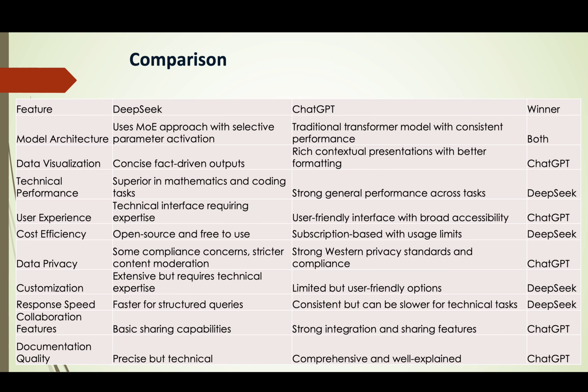Response speed perspective: faster for structured queries, versus consistent but can be slower for technical tasks. So DeepSeek is preferred. Then collaboration features: basic sharing capabilities, versus strong integration and sharing features. So ChatGPT is preferred. Then documentation quality perspective: precise technical aspects are taken care of in DeepSeek, and comprehensive, well explained in ChatGPT.